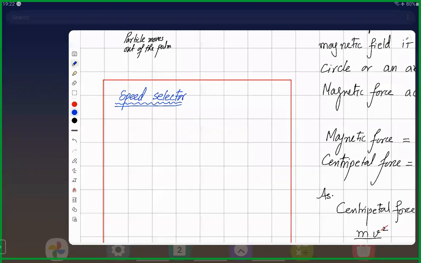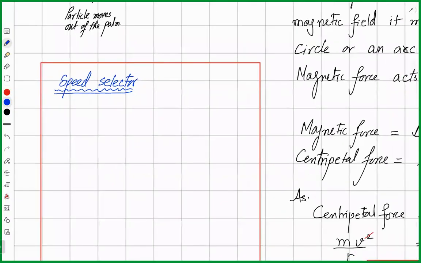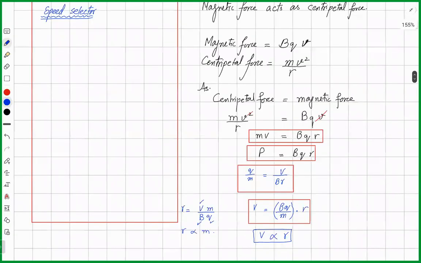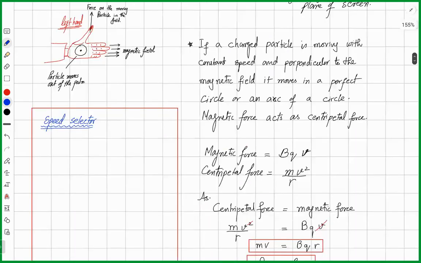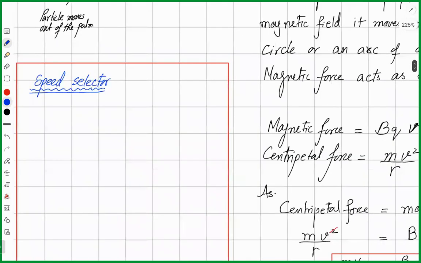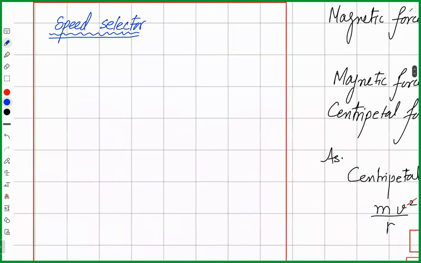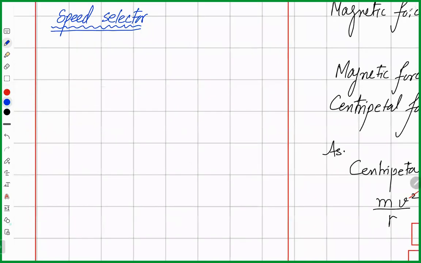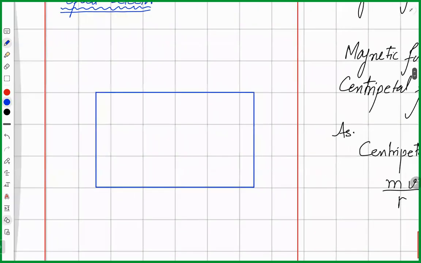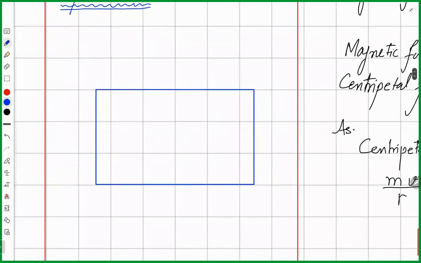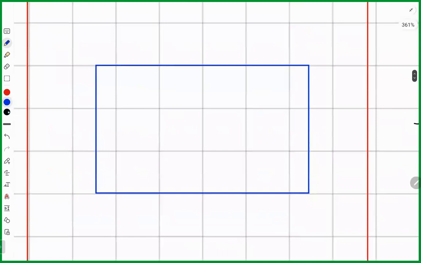Now, last time we were discussing how a charged particle behaves in a magnetic field, and now we are making good use of that. One thing that we can make with this kind of arrangement is a speed selector. For example, we have a region with a uniform magnetic field, which we can produce by keeping two opposite magnetic poles very close to one another.